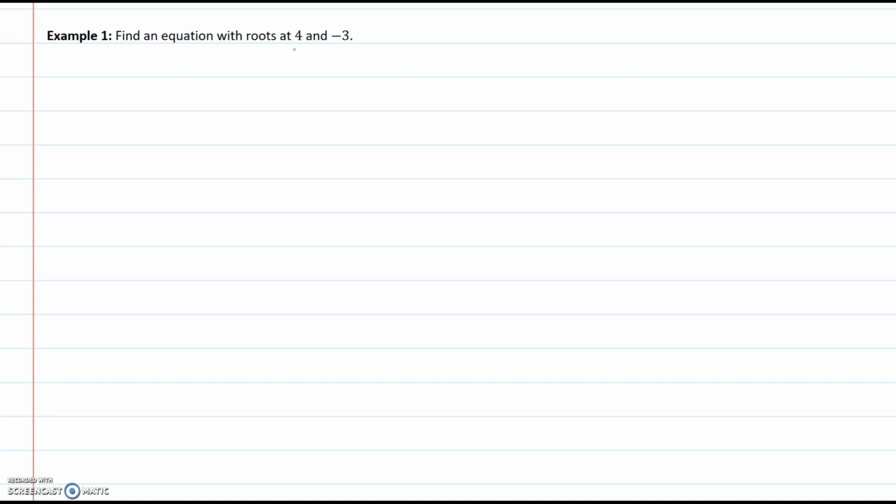Now there isn't only one answer, there's actually an infinite number of answers here, but there's one particular one that's easiest for us to come up with. So if the roots are at x equals 4 and x equals -3, we'll start off by saying x equals 4 and x equals -3. So that is the first step. If you look back at the steps in the notes, that's the first step, to set x equal to each of those. The second step is with each equation to move everything to the left hand side.